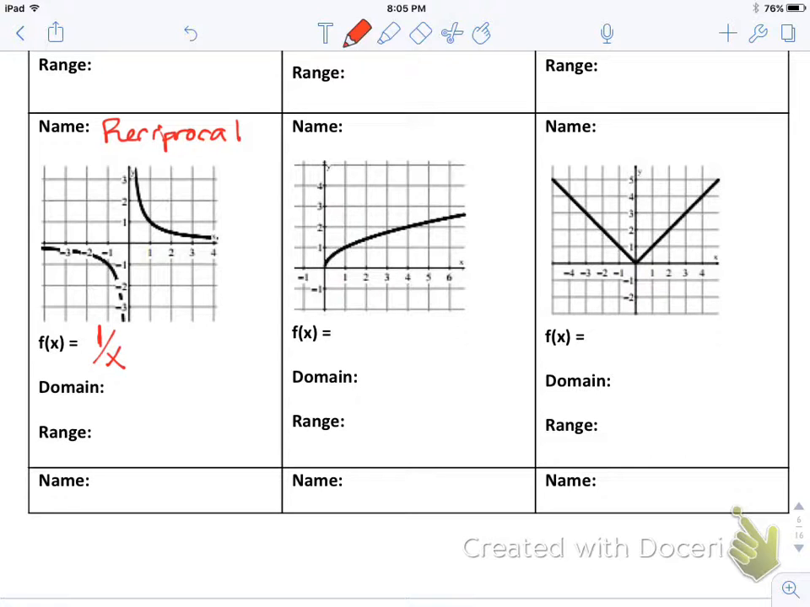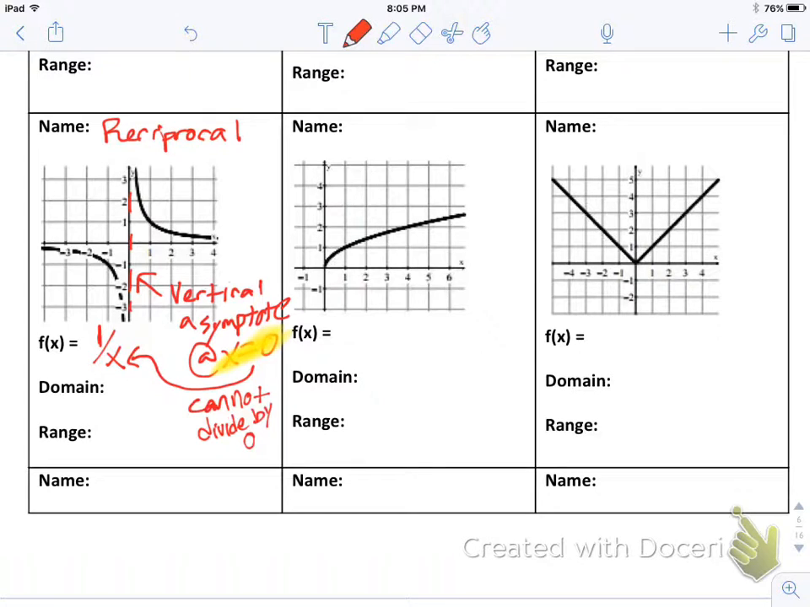We do a whole lot of rational function work not too long from now, and we'll talk about vertical asymptotes whenever you divide by 0. In this case, x can't be 0, and so there's a vertical asymptote whenever there's a value of x that would cause you to divide by 0. So there's 1 over x, this reciprocal function.